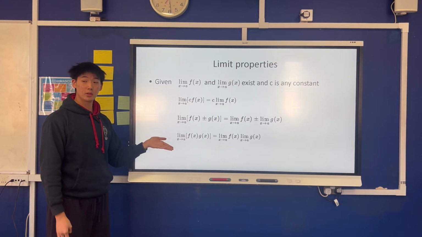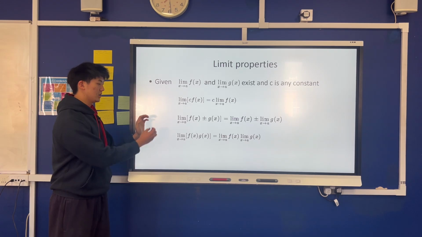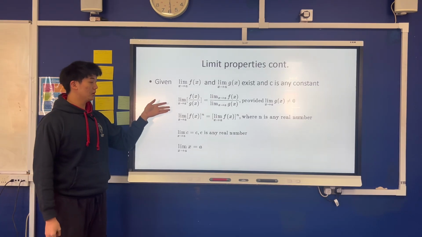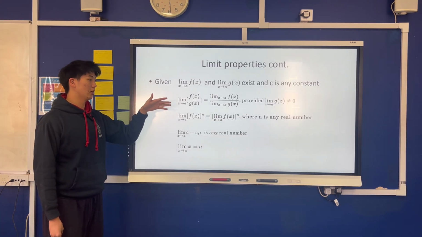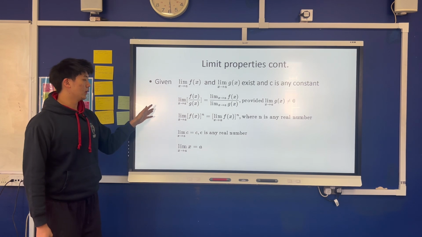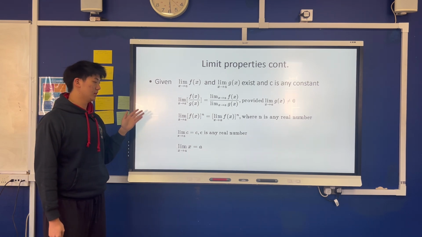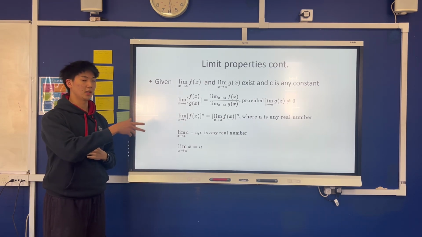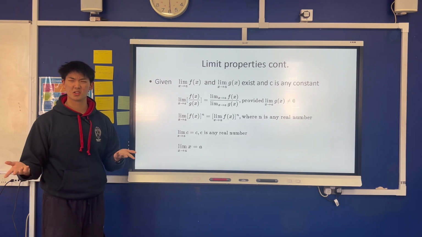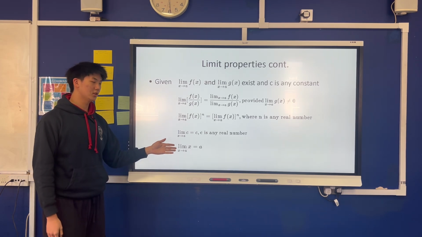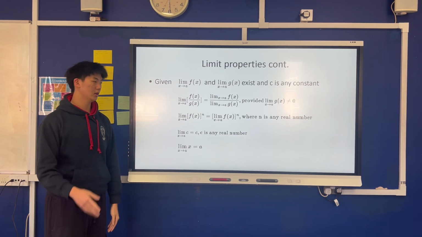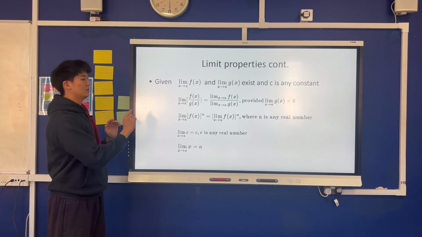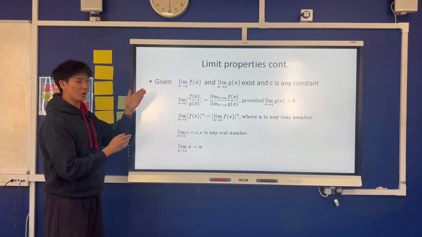Next one is we can multiply them as well, so we can take out the limit, kind of. Next one is we can divide them, as long as g of x is not 0, or the limit of g of x is not 0. And we can take out exponents. Finally, the limit of a constant as x approaches the value will be the constant because it doesn't change. And for x, the limit of x as x approaches a is a. We can see this if we have a line y equals x: as x goes to a, the y value will approach a as well.